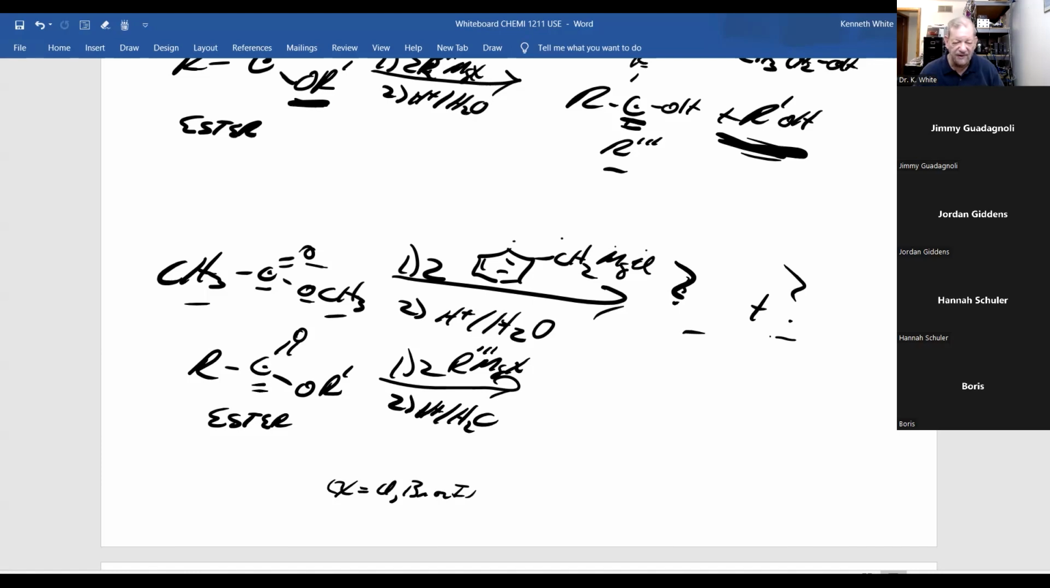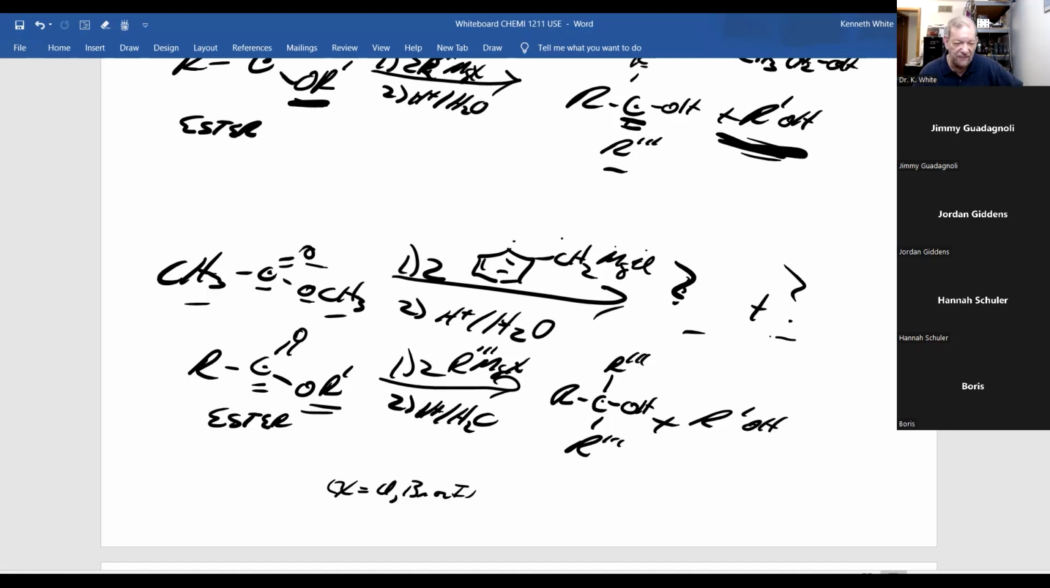Keep your eye on the carbonyl carbon. That's where the fun is. What's attached to it is still there, and this becomes an alcohol. And now we make not one, but two carbon-carbon single bonds from the Grignard. Then the second part is this alcohol from the OR prime.